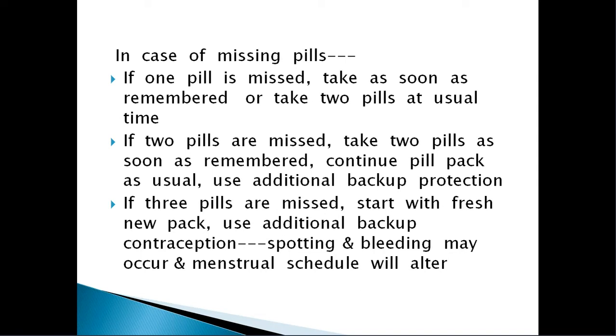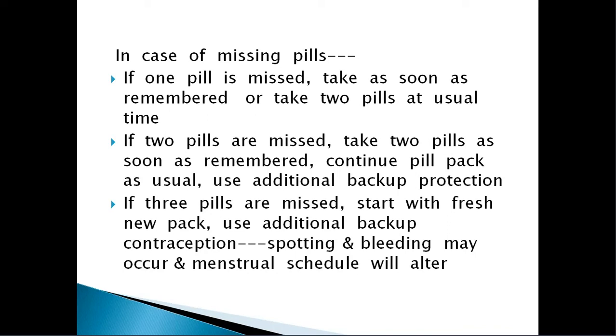Now, if one pill is missed, she has forgotten to take the pill on one day, then the next day, whenever she remembers, she can take that pill, and also the pill which she takes at the usual time. Or she can take both the pills, the previous day's pill and that day's pill, at the usual time that she takes. Now, suppose she has forgotten for 2 days, then she can take the two pills as soon as she remembers, and also she can continue the pill pack as usual, so that the regularity of the menstrual cycle is maintained.